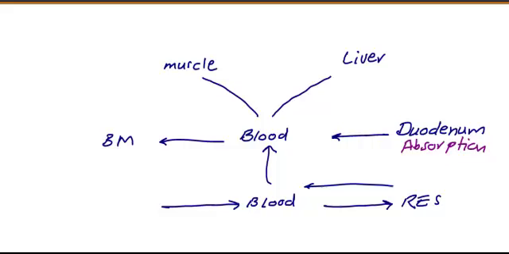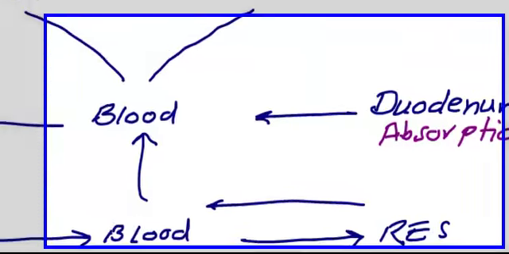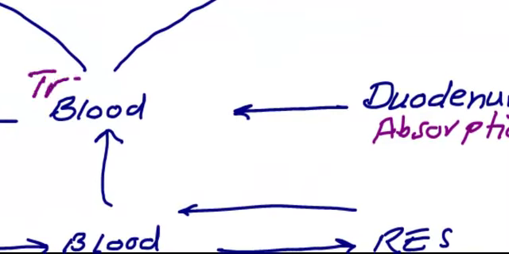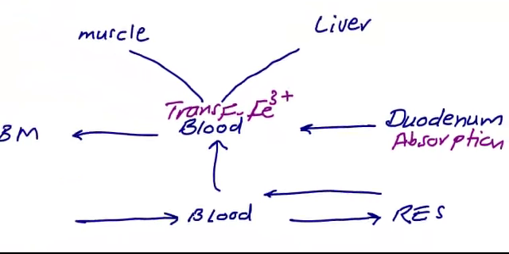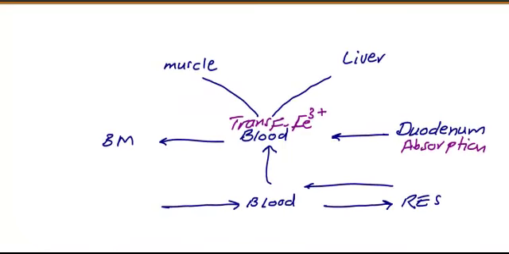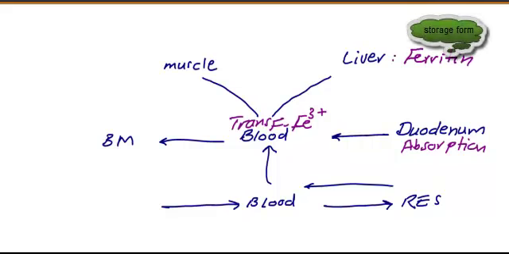In the bloodstream, what will I have? The iron which is absorbed in the duodenum will be incorporated into transferrin. So here I have transferrin with iron on it. Yes, ferric iron. Transferrin is a glycoprotein synthesized by the liver. And transferrin with ferric iron on it will go to several tissues like liver, and the liver will store it as ferritin. And the muscle will store it as myoglobin.